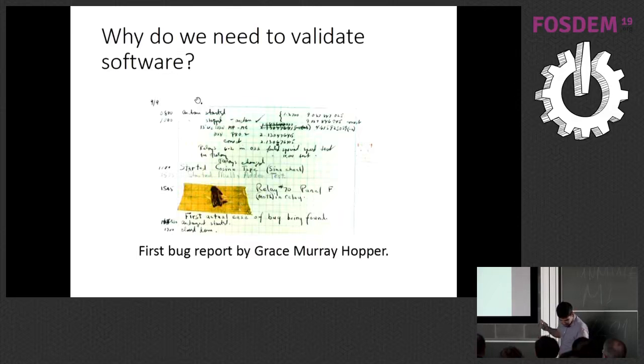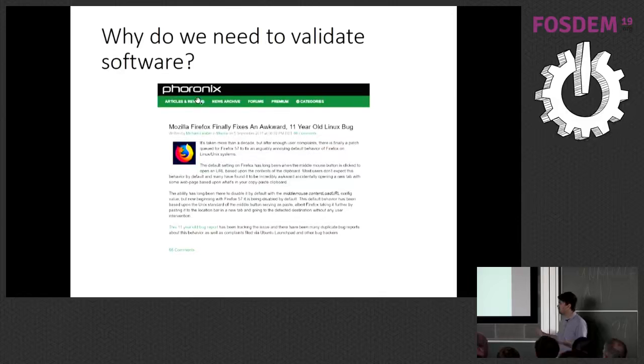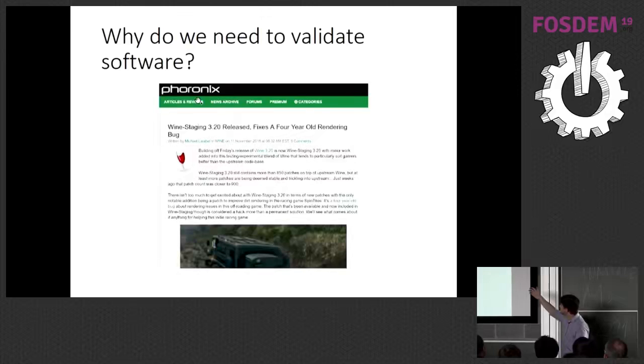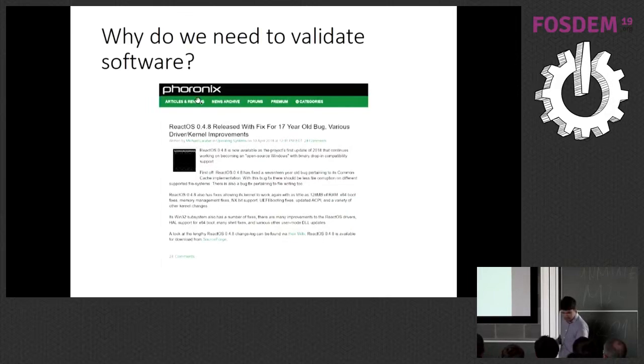So that's the bug that was in the computer. And we still have bugs, right? Since the first computer, we still have bugs. So I'll just present you some bugs that have been around for a long time, and sometimes we just learn how to live with them, and sometimes it takes a while to find how to fix them. There's an 11 year old bug in Firefox, a 4 year old bug in Wine, a 17 year old bug in ReactOS, and so the question is, these bugs are there.